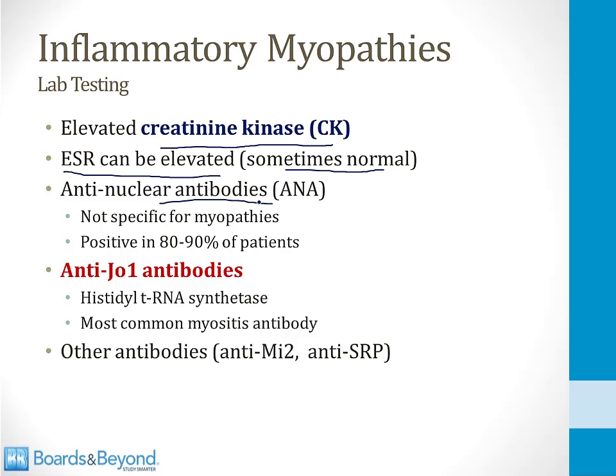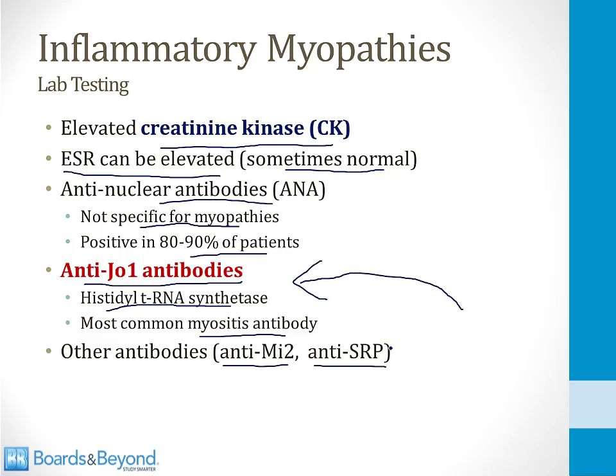Antinuclear antibodies, or ANAs, are also typically abnormal in the inflammatory myopathies. Now, these can be elevated in lupus and other autoimmune disorders. An elevated ANA level is not specific for the myopathies, but it is positive in 80 to 90% of patients. And then there are a couple of very strange antibodies that you should be aware of for the inflammatory myopathies, and the one you always want to remember is anti-Jo1. This is an antibody directed against a cellular enzyme called histidyl tRNA synthetase, and it's the most commonly abnormal antibody in myositis. And then there are a couple of other strange antibodies like anti-Mi2 and anti-SRP that can also be abnormal, but the one you definitely want to remember for your board exams is anti-Jo1.